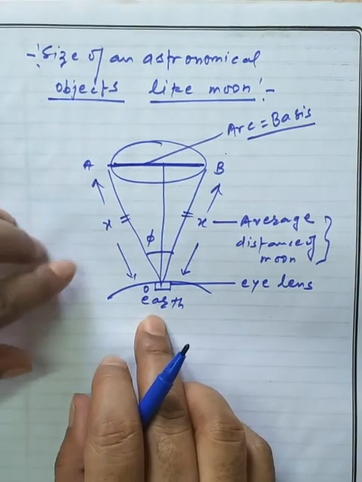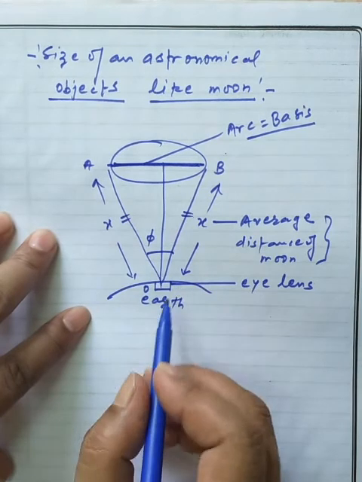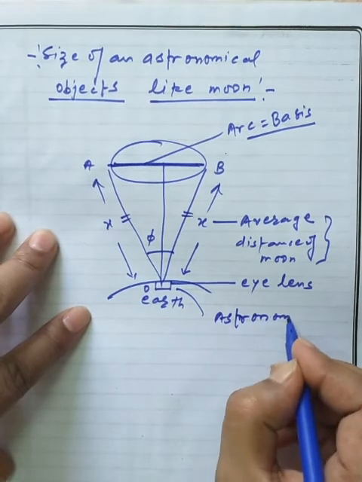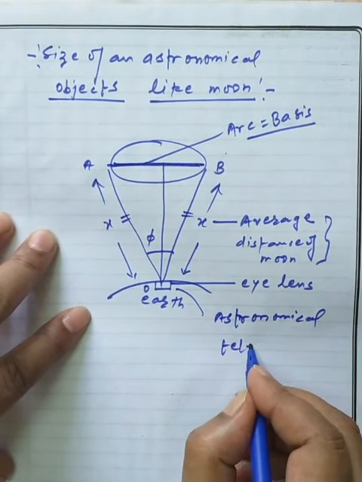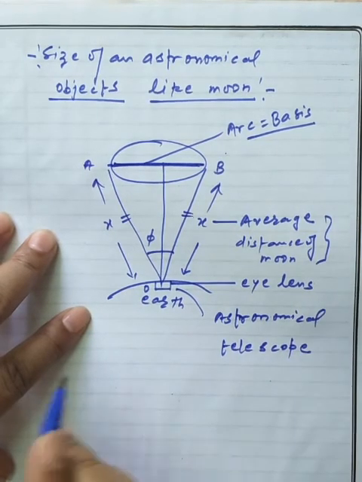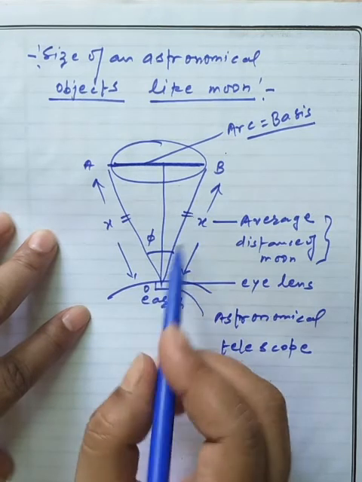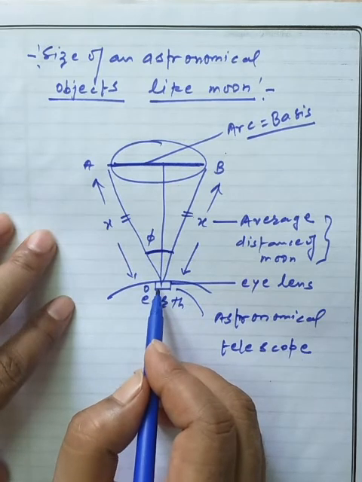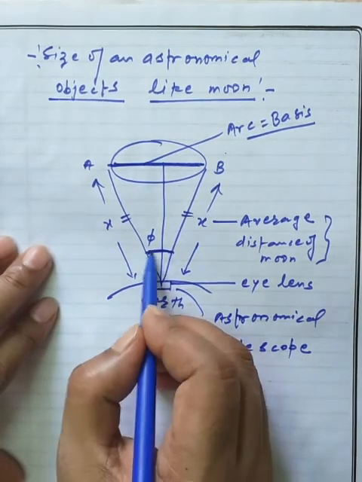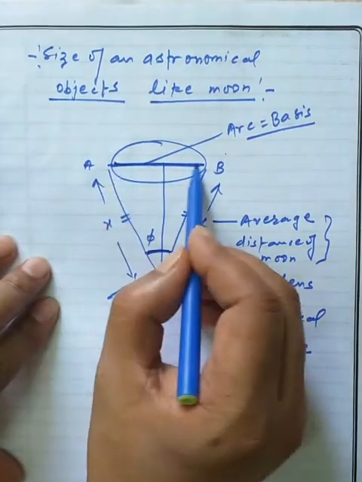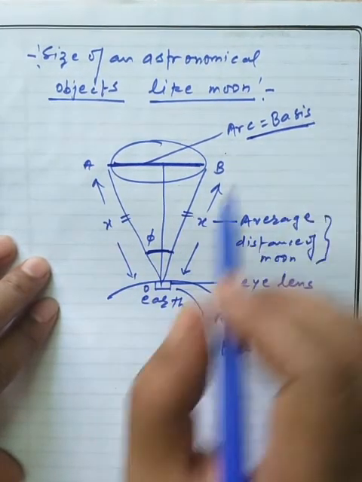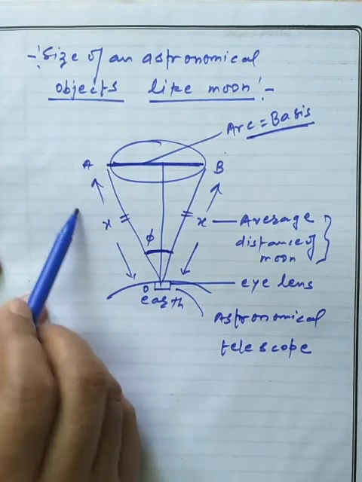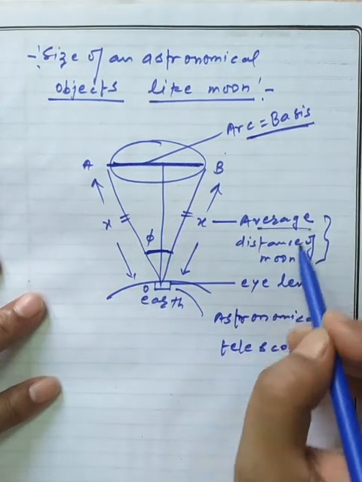So whenever we are watching the moon from the surface of the earth with the help of an astronomical telescope, the moon will make an angle called the parallax angle, phi, when we watch the moon from the two sides. So there is a little bit of angle called the parallax angle, and the diameter of the moon acts just like an arc, called the basis. The distance of the moon can be represented by AO or OB, and this is the average distance of the moon.